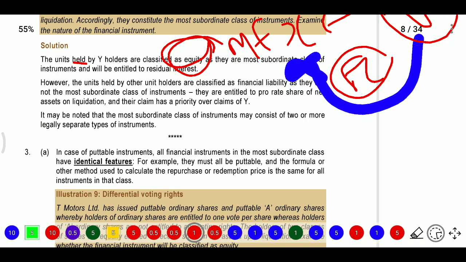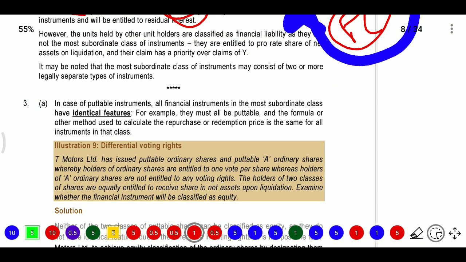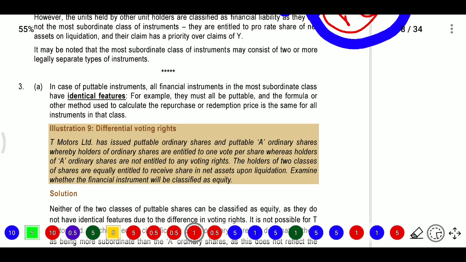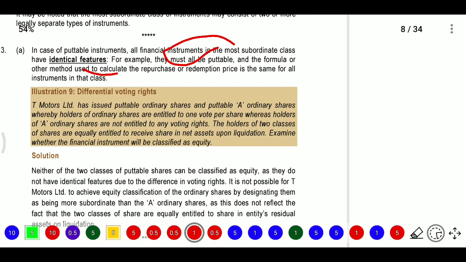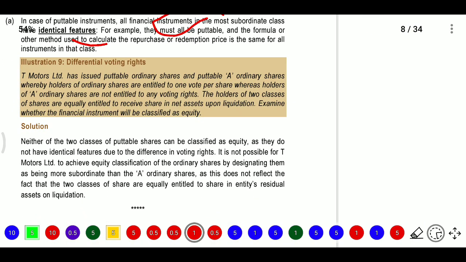It may be noted that the most subordinate class of instruments may consist of two or more legally separate types of instruments. Next, the third one: in the case of puttable instruments, the financial instruments in the most subordinate class have identical features. So, for example, they must all be puttable, and the formulas or other methods used to calculate the repurchase or redemption price must be the same for all instruments. So, for example, we have illustration 9.